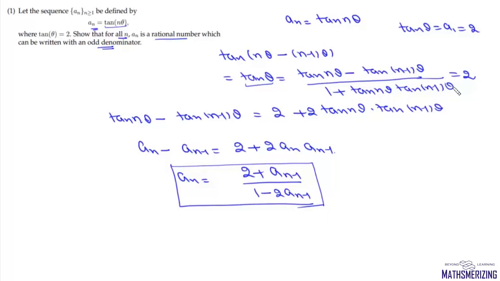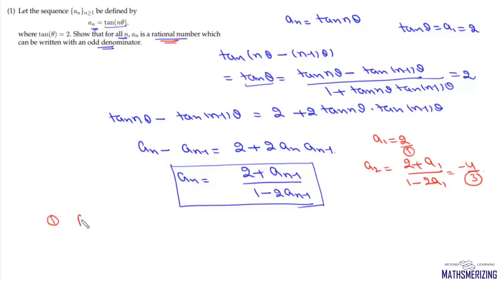Now it is already given that A1 is 2. Now we'll put n as 2, then we can write A2 as 2 plus A1 upon 1 minus 2A1, which is minus 4 by 3. So here in the denominator we have an odd number. So for A1 we have 1 and for A2 we have 3. So we'll prove this result using the principle of mathematical induction.